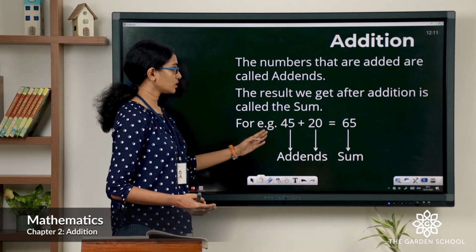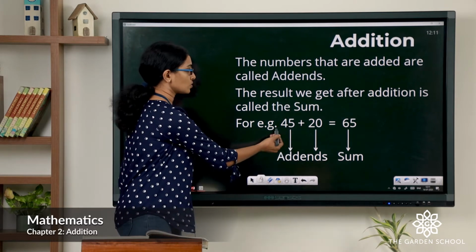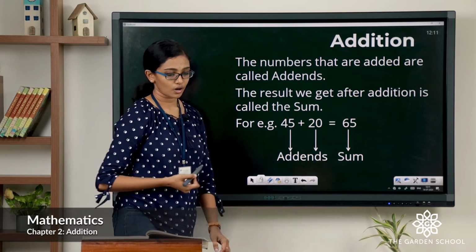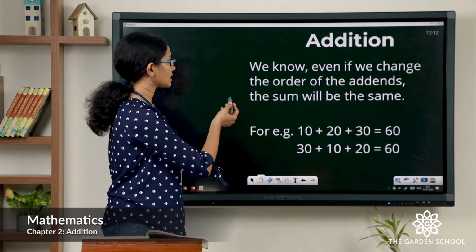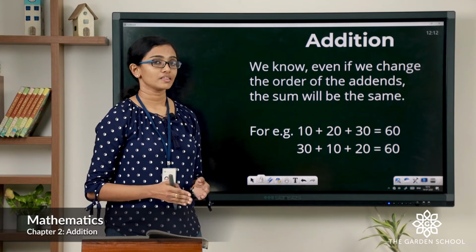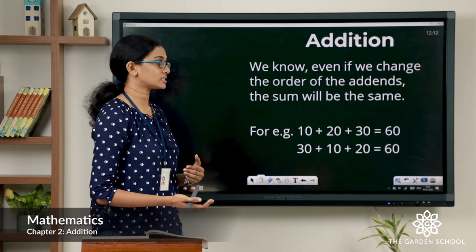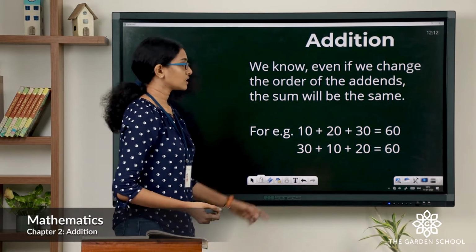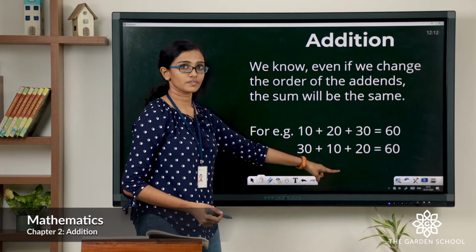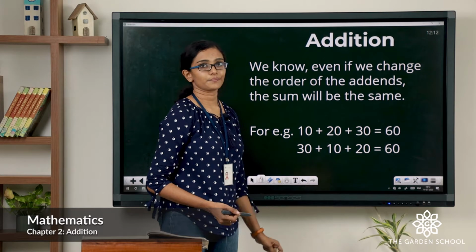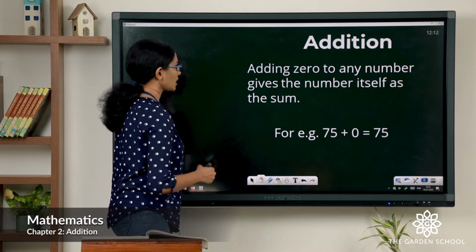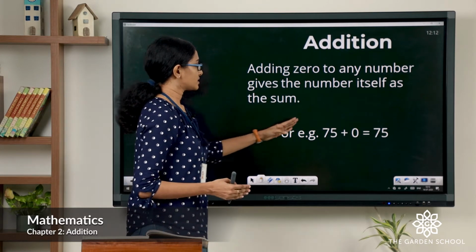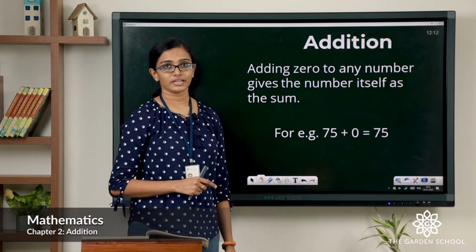Here is an example. Here you have added 45 and 20. So these two are the addends here and the resulting number 65 is the sum of the addition. We also know that even if we change the order of the addends, the result will not change. The sum will be the same. Look at this example. It's 10 plus 20 plus 30 gives the sum 60. Even if you change the order of the addends, the result is the same. And we have also learned that even if we add 0 to a number, it remains unchanged. It's 75 plus 0 gives 75 itself.